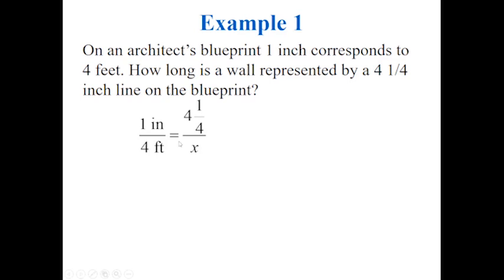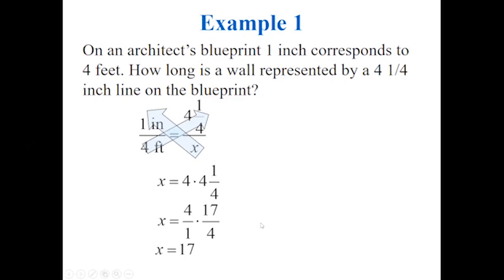How do we solve this? Cross products. 4 times 4 1/4 equals X times 1, or just X. So X equals 4 times 4 1/4. 4 1/4: 4 times 4 is 16, plus 1 is 17/4. 17/4 times 4 would be 4 over 1. The 4's cancel. 17 over 1 is just 17.